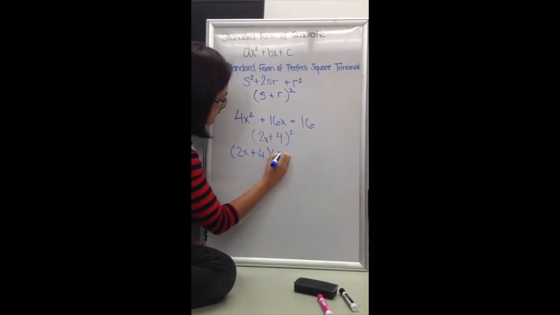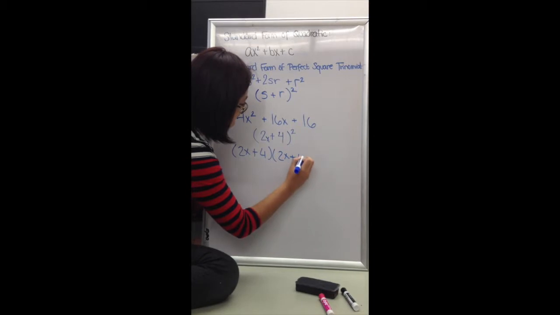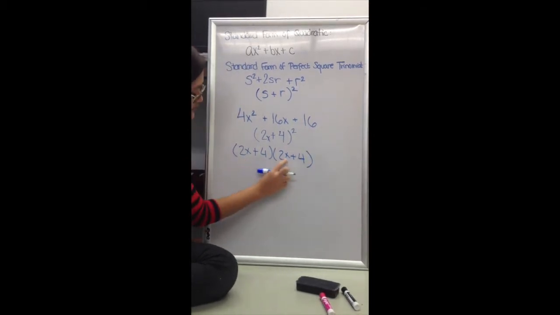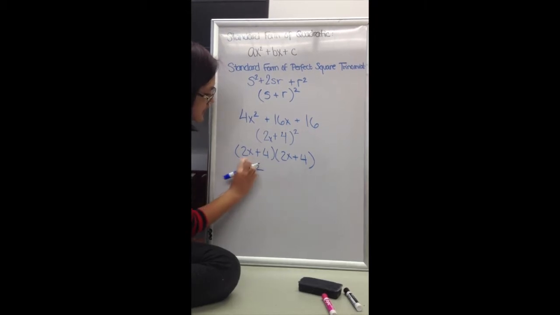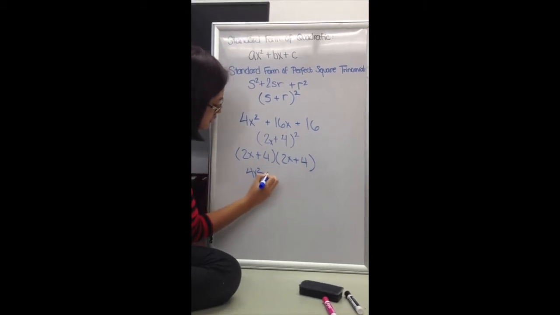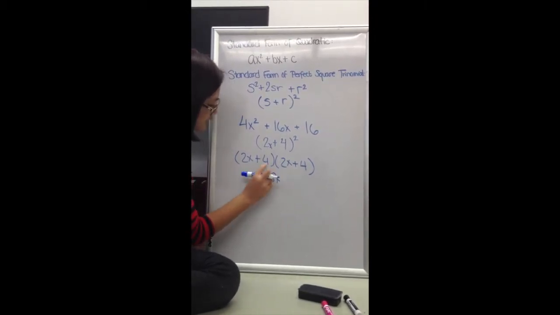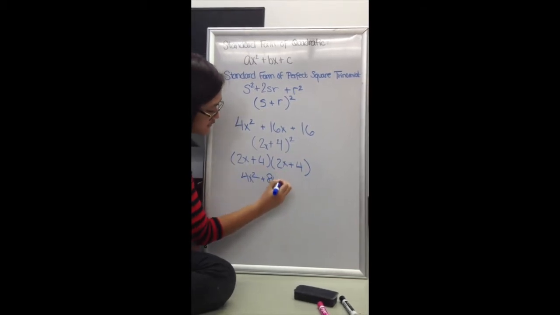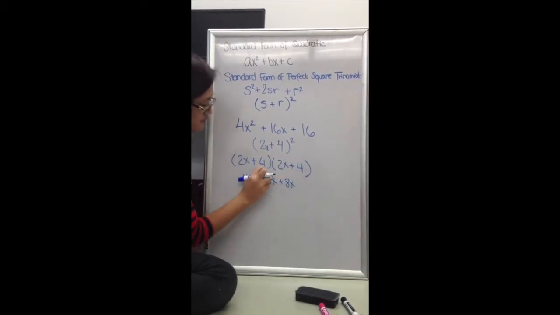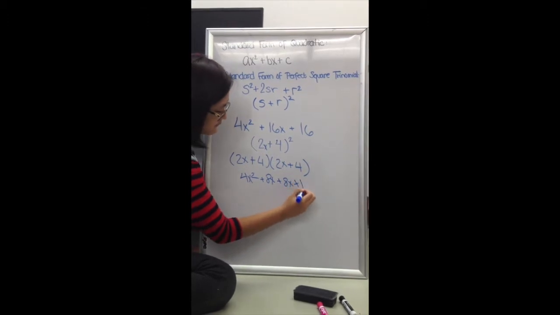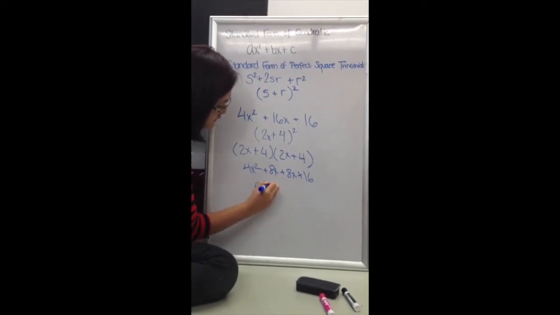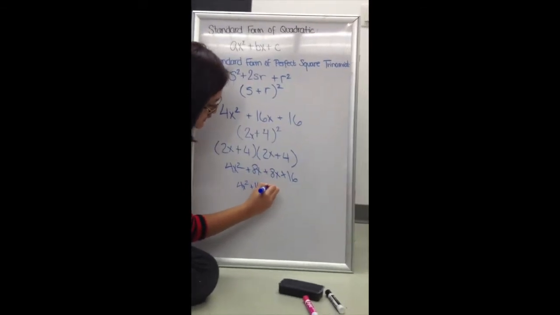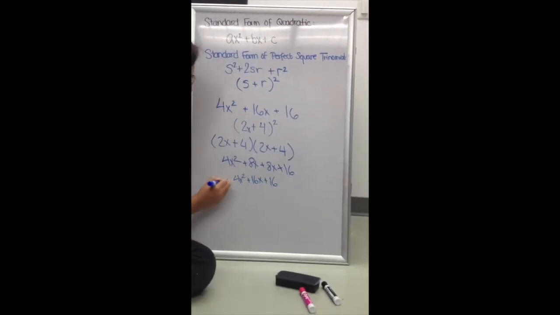square 2x plus 4. 2x times 2x is 4x squared. 2x times 4 is 8x. Another 4 times 2x would be another 8x. And 4 times 4 would be 16. So 4x squared plus 16x plus 16, which is our original equation.